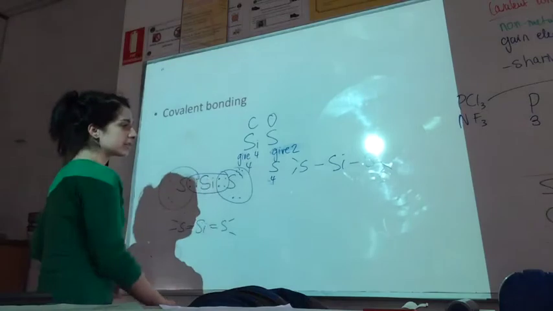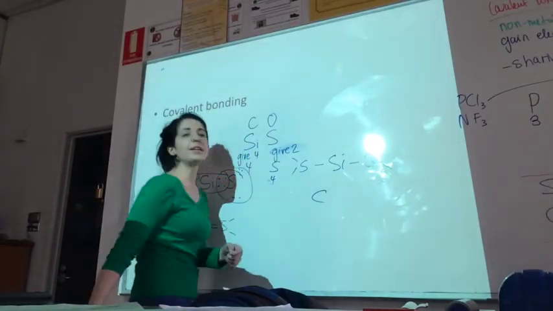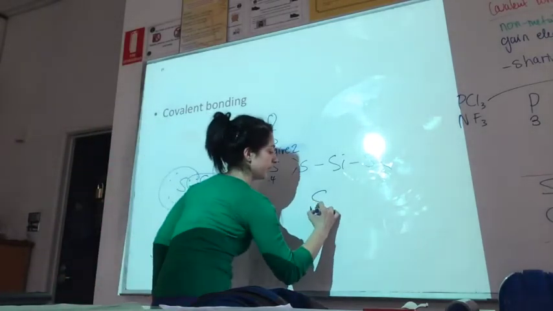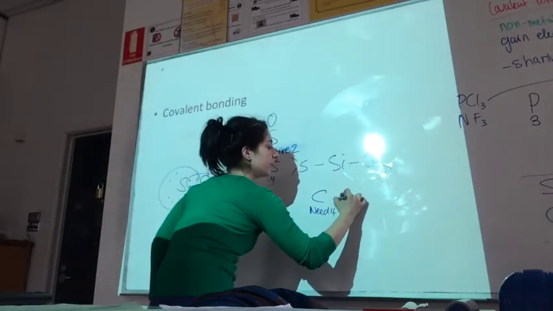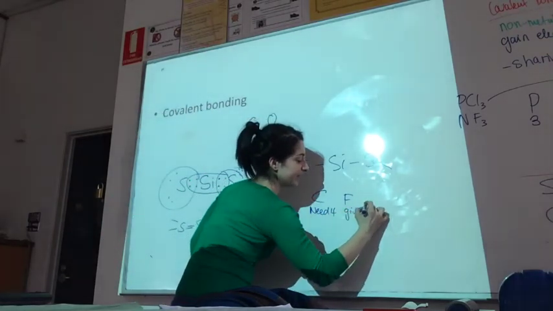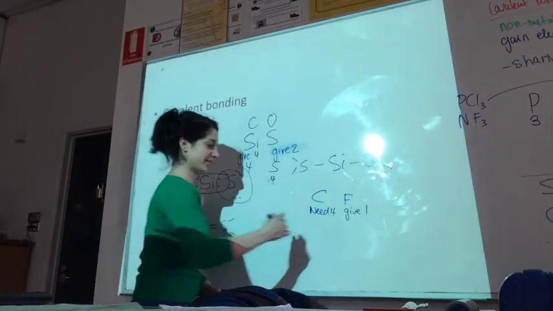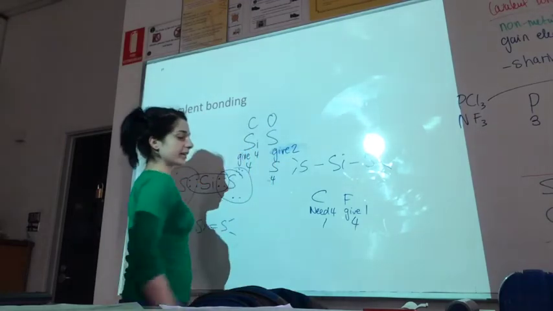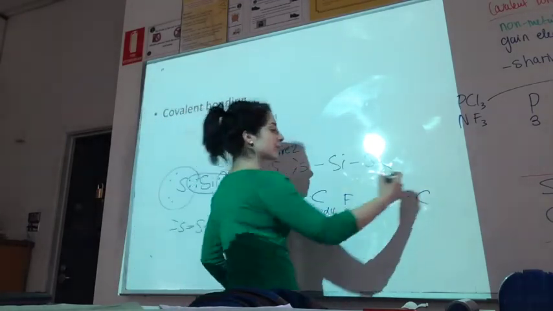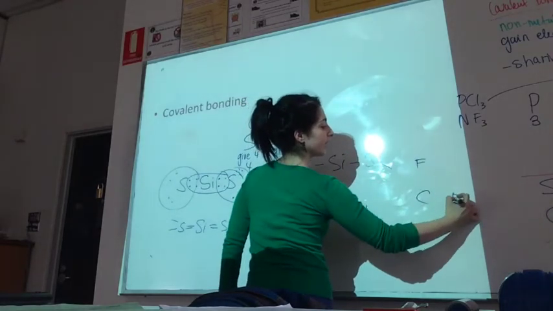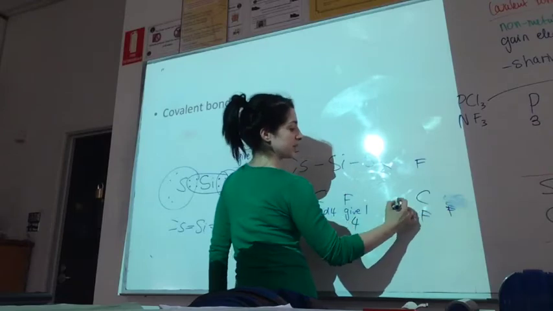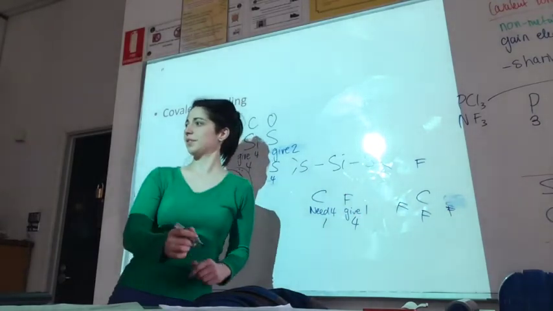Yeah? Okay, so carbon and F, carbon needs 4 but F can only give 1. So how many Fs do you need? Okay, so carbon will be your central because it needs the most. And what type of bonds will these be? Single, double, or triple?